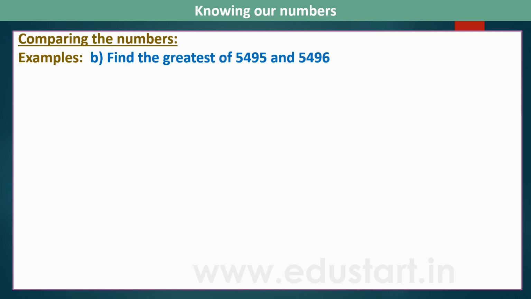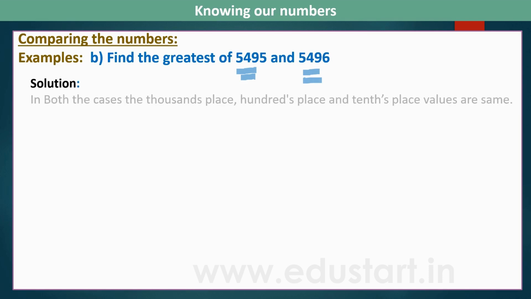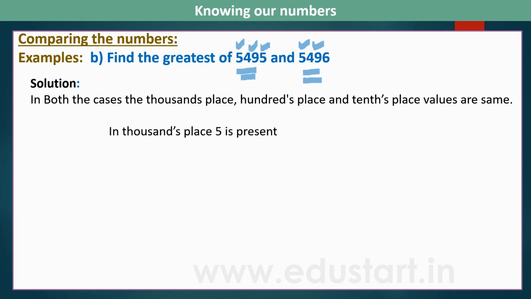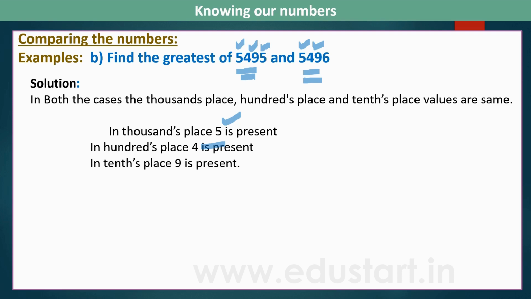In this example, let's find the greatest of 5495 and 5496. So what is the solution? In both the cases, the thousands place, hundreds place and tens place values are the same. Thousands place 5, 5, hundreds place 4, 4 and tens place 9, 9 are present.